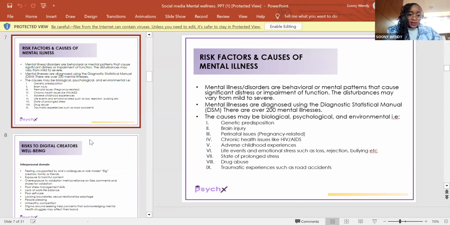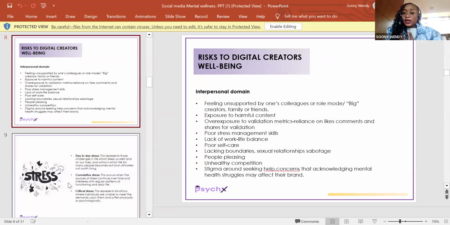Yeah, so that's it on the risk factors. So even as I'm speaking, hizo ni general risk factors to mental illness. But of course, when I was talking, I was trying to clarify on how they can be related to content creators.